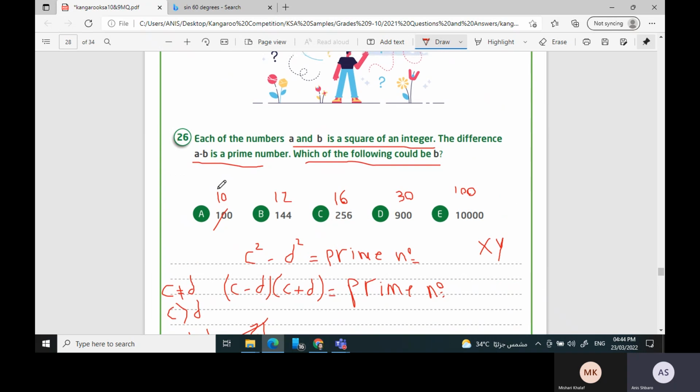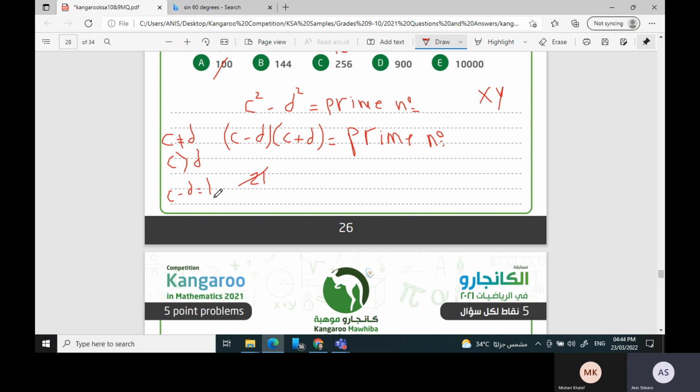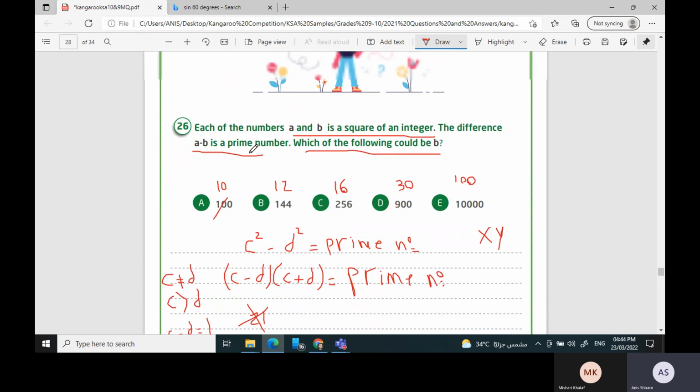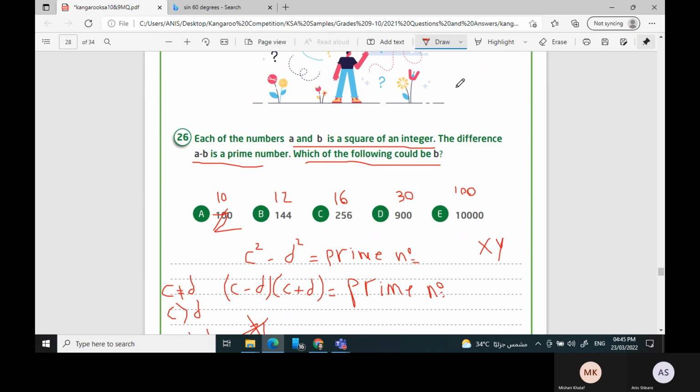So we found here the square roots of each choice. For example, if 10 is my choice, I'm going to try. C must be equal to 11. 11 minus 10 is equal to 1. And then put them in the other one. So 11 plus 10 equals 21 multiplied with 1 is 21. Is it a prime number? No, I can divide it by 7. So we took it off, and here the same, we will remove it.